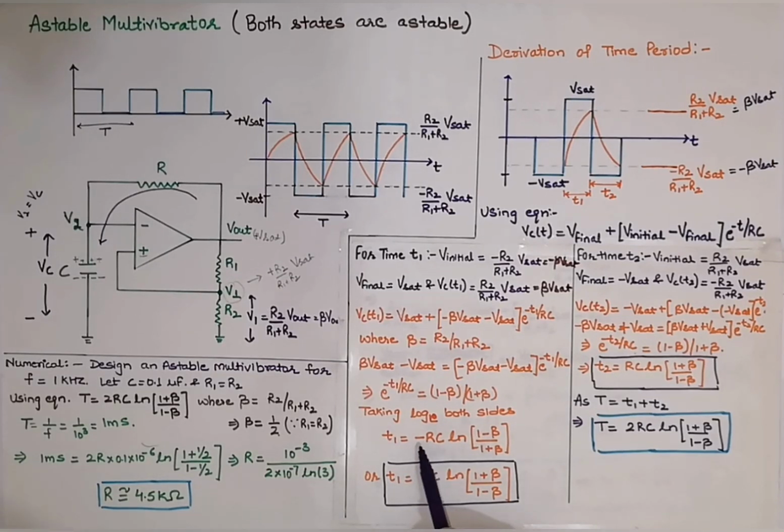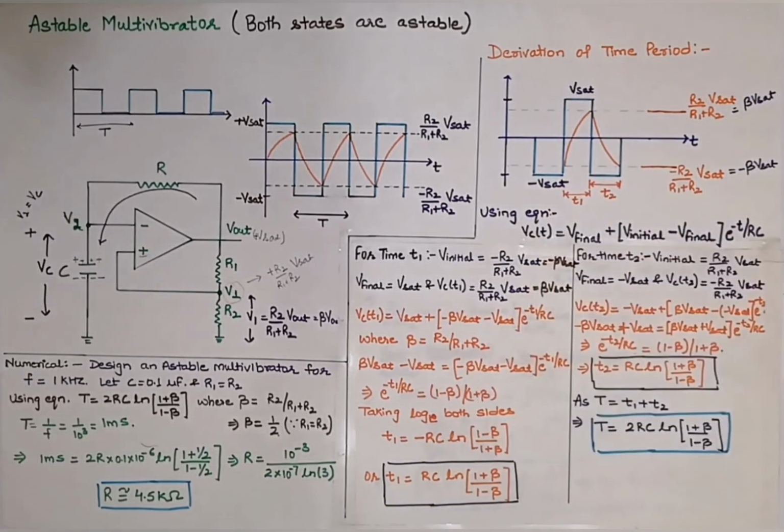Now to adjust this minus sign, we will change this denominator and the numerator. We will get T1 equal to Rc natural log of 1 plus beta upon 1 minus beta. So this is the duration for which the output state is high.